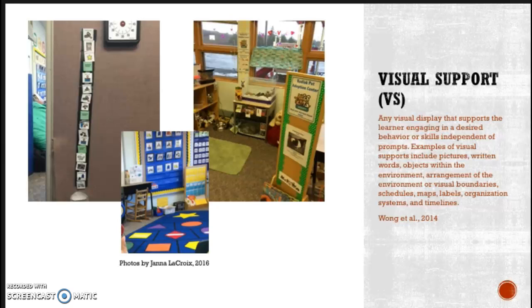The last evidence-based practice is visual support. A visual support is any visual display that supports the learner engaging in a desired behavior or skill independent of prompts. Examples of supports include pictures, written words, objects within the environment, arrangement of the environment or visual boundaries, schedules, maps, labels, organization systems, and timelines.